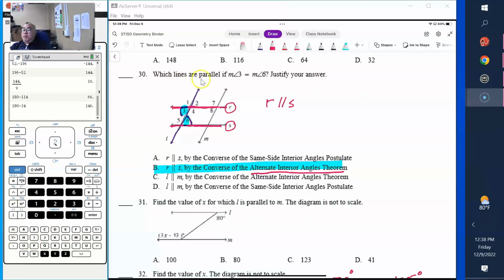Which lines are parallel if the measurement of angle 3 is congruent to the measure of angle 6? Remember that these are alternate interior angles. And if alternate interior angles are congruent, and there's a transversal, then line R and line S are parallel. So your answer is B.